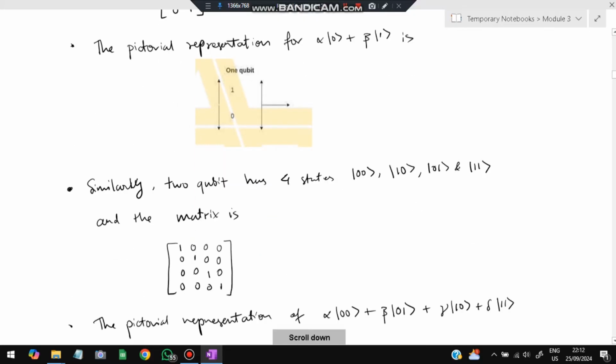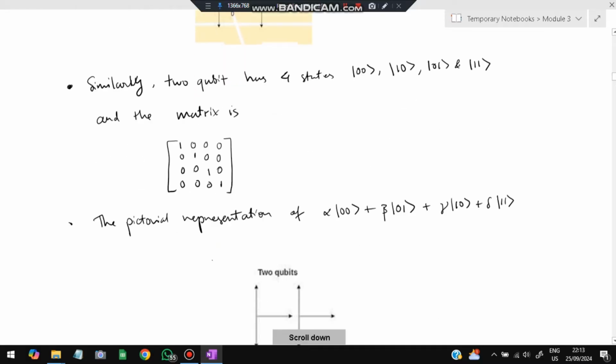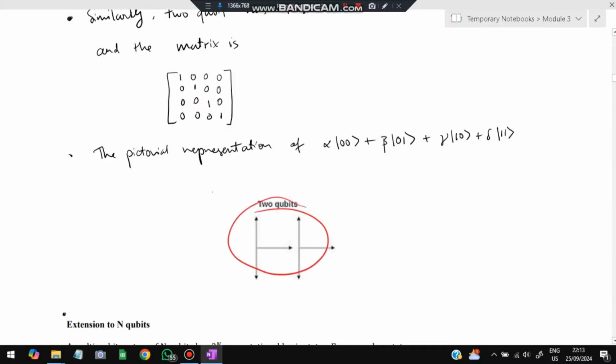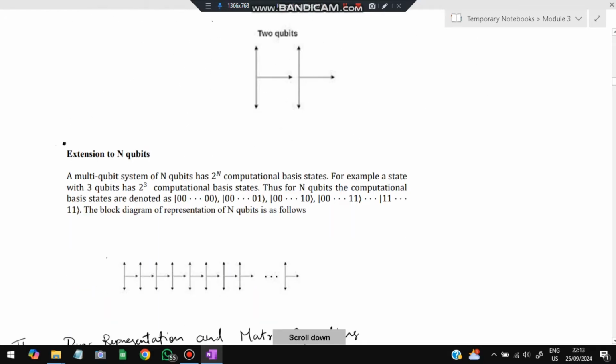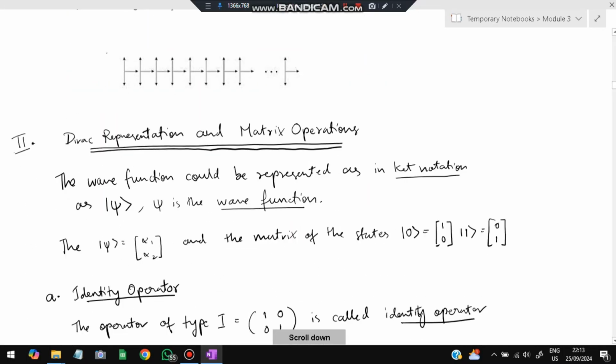Similarly, 2 qubits have 4 states: 00, 01, 10 and 11. So the matrix will also be as follows. In the diagonal only 1 will be there, and the rest of the elements will be 0. The pictorial representation is like this, 2 qubits. In the same way we can extend it to n qubits, and the pictorial representation will be as follows. Moving on to the second topic, which is Dirac representation and matrix operations.